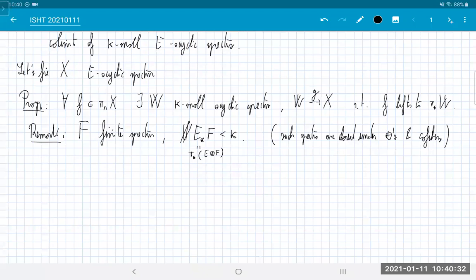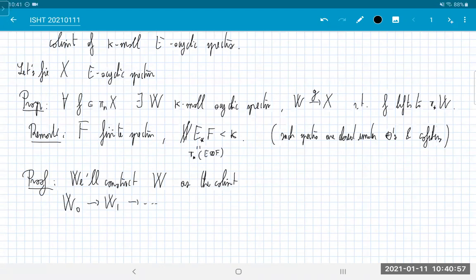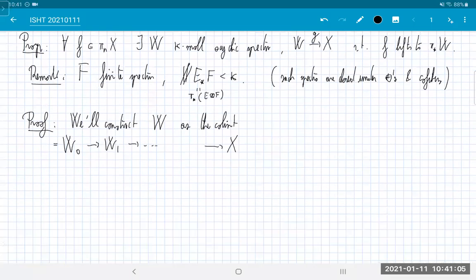Okay, let's do the thing. So we'll construct W as the colimit W0 goes to W1, etc., goes to X, where at every step we're going to add a few cells. And we start with W0 equals sigma n of S, and this map is going to be our f, which I'm going to call g0. So this g0 works perfectly, except that its source is not acyclic. So let's start to fix that.